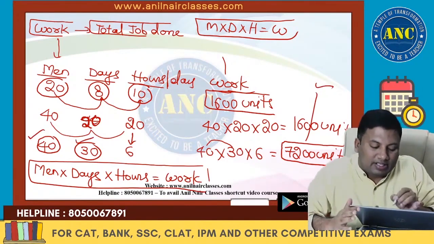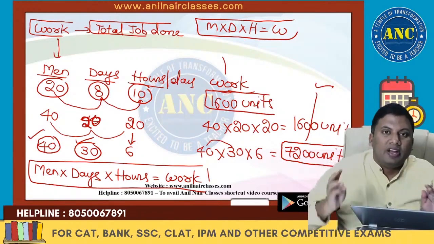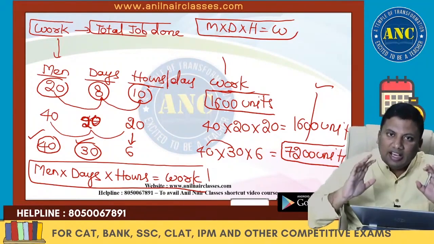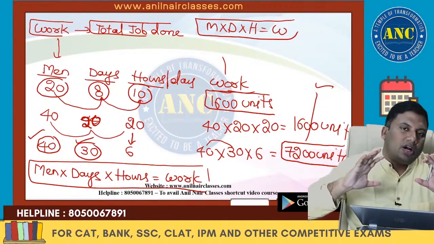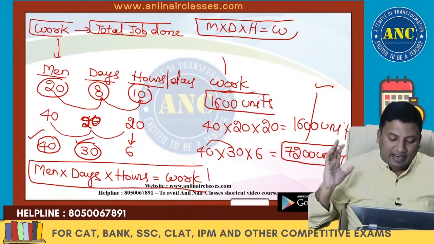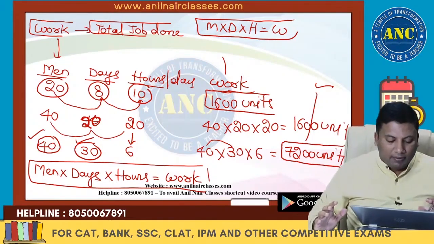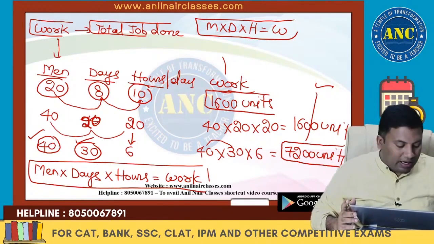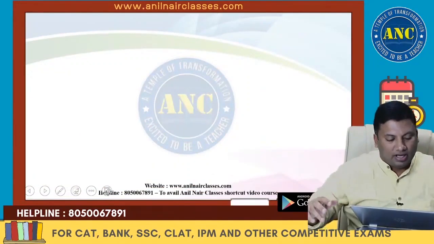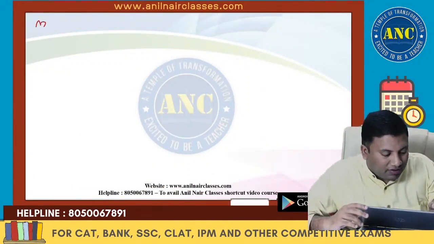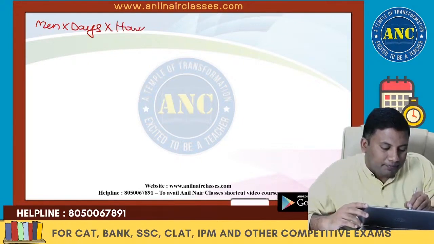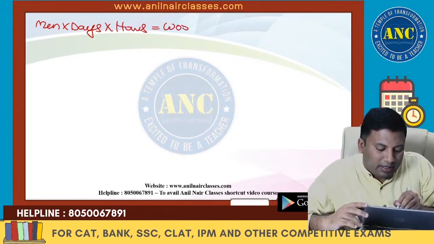There are 4 parameters: men, days, hours and work. If any 3 are given, the 4th one can be determined. Men is the number of people required to do the job, days is how many days are required, and hours is how many hours per day they can work to complete the job in time. M into D into H equivalent to W. If you are good in fundamentals, then all the other problems will be very, very easy.